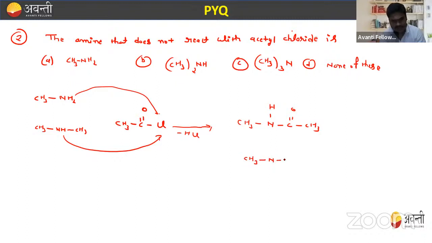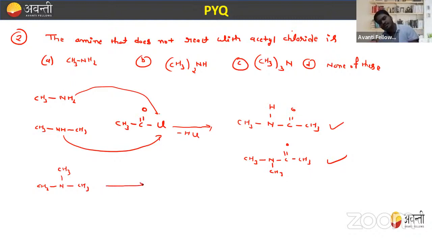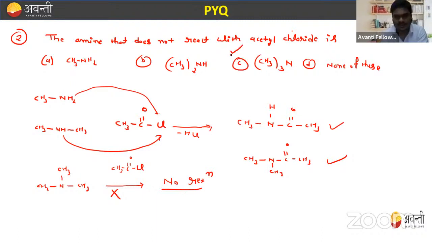In the case of secondary amine as well, we get a CH3, we have an N, now this HCl will be removed, and we have the group COCH3 and this also has a CH3. So this is possible. But in the case of tertiary amine, we don't have any hydrogen. We have only three alkyl groups. So this won't react with CH3COCl. So this will not react, no reaction. So the amine that does not react with acetyl chloride is option C, that is tertiary amine. Right? Now, let's move to the next question.